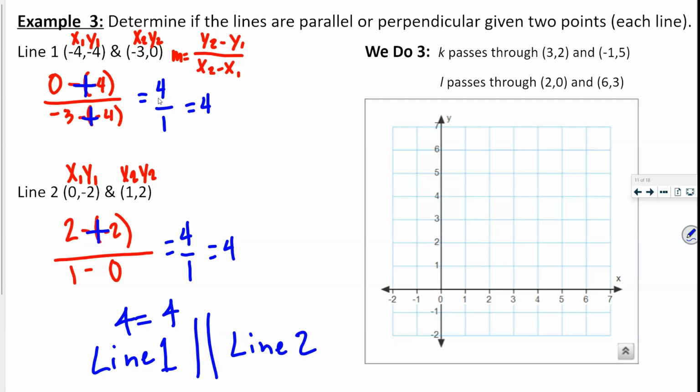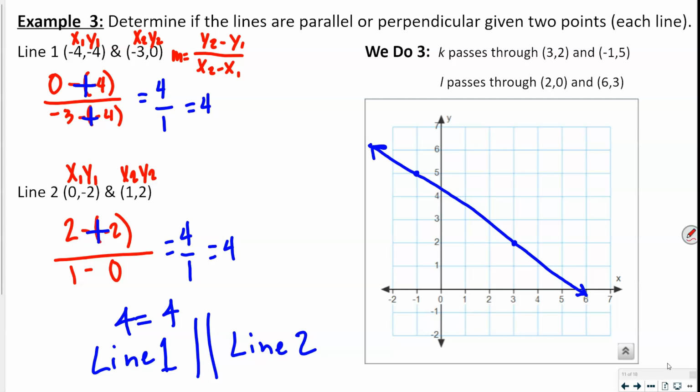All right, so what we do here is a little bit different. We're going to do it 2 different ways, okay? And we're going to check it with both ways just to make sure, okay? So what I'm going to do is plot these points. K passes through 3, 2, so that's right here, and then negative 1, 5 is right there. Okay, so we're going to draw a line. Let's see how straight a line I can draw through there. Basically like that, right? And then line L passes through 2, 0, and 6, 3.